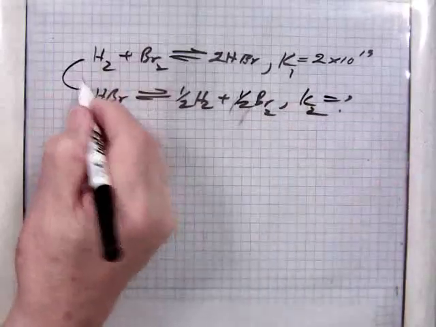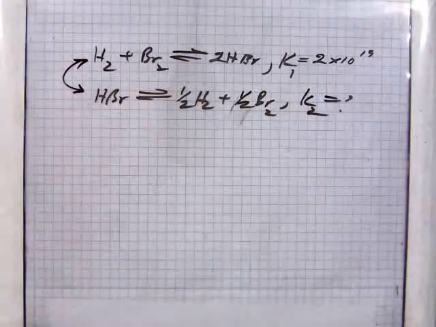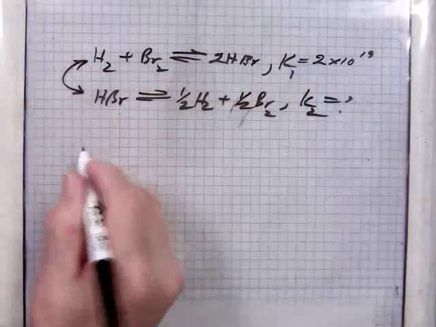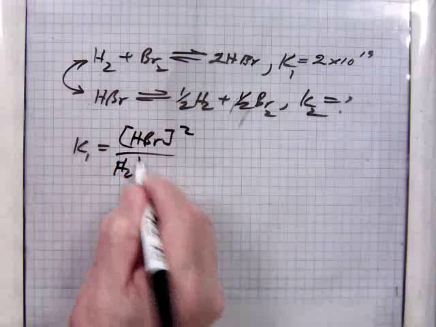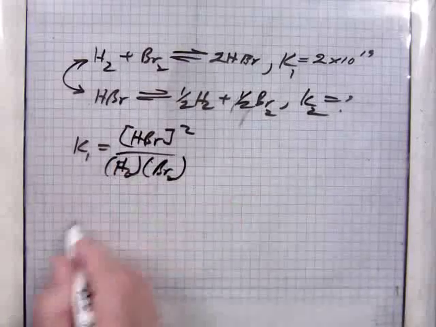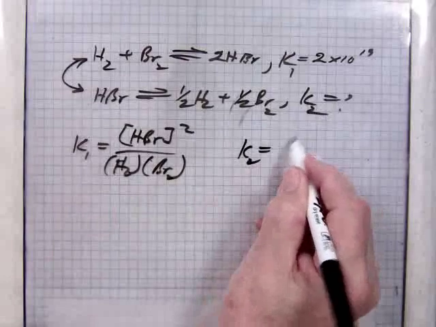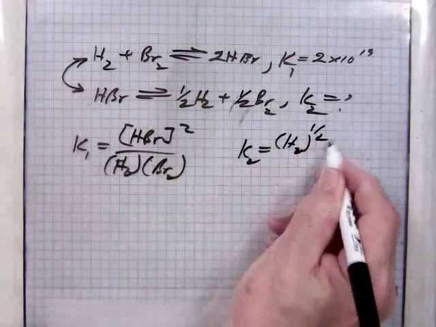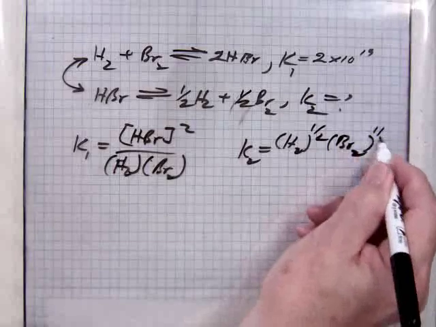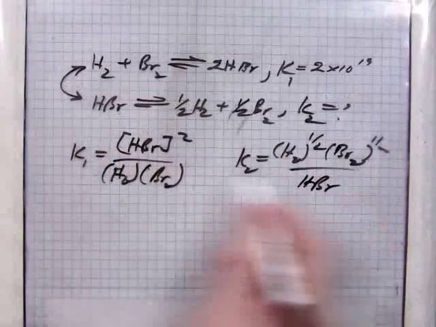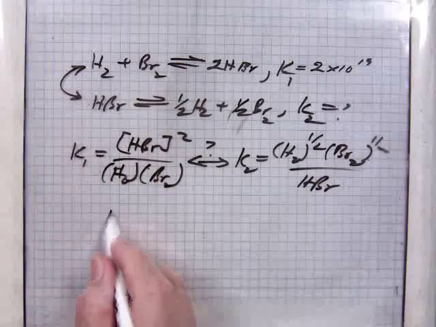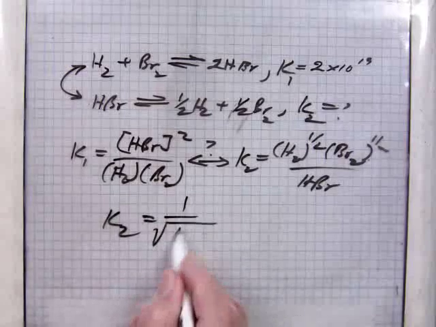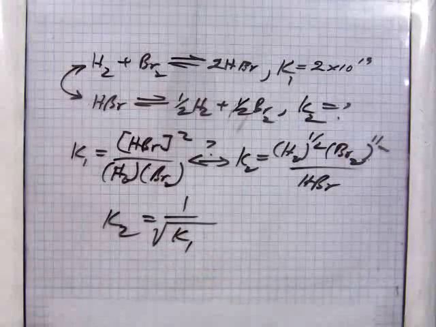So what you have to do is compare the K expressions and see how you got there. For number 1, K1 is HBr squared over H2 times Br2, and K2 is equal to H2 to the half times Br2 to the half over HBr. So how did you get there? Took the reciprocal and the square root. So K2 is 1 over the square root of K1. And you plug that in and I gave you a number.